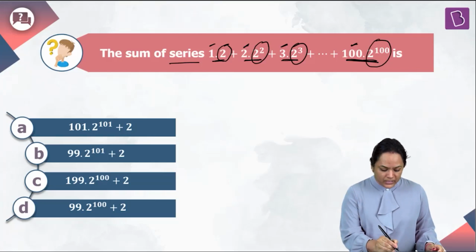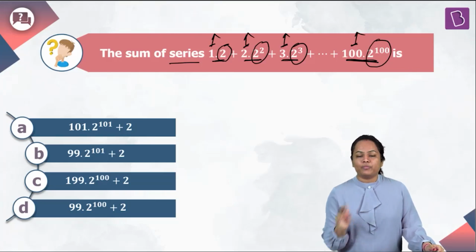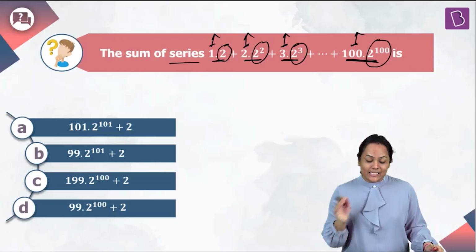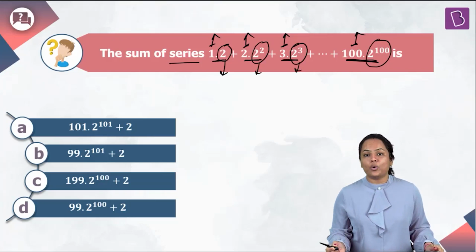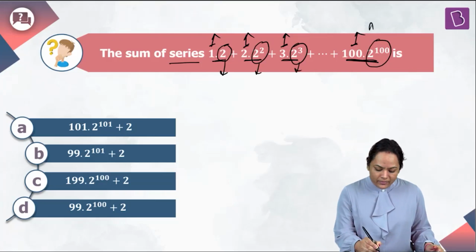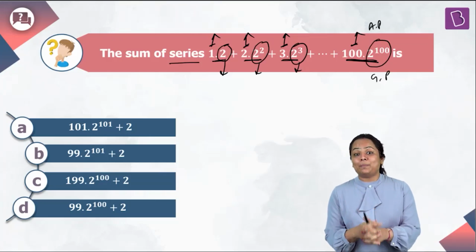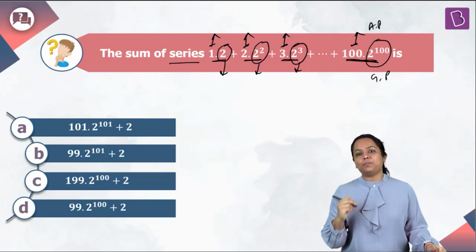1, 2, 3. These terms. What is this sequence, guys? 1, 2, 3, 4, and so on. That's correct, that's an AP, right? Similarly, what about this part? 2, 2 square, 2 cube, and so on. That is the GP. So I have an AP multiplied by a GP. And an AP multiplied by a GP is what? Well, it's an AGP. So I have an AGP with me.